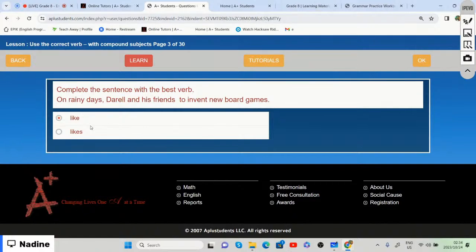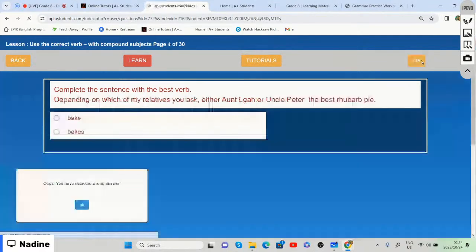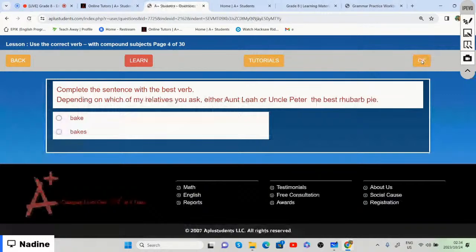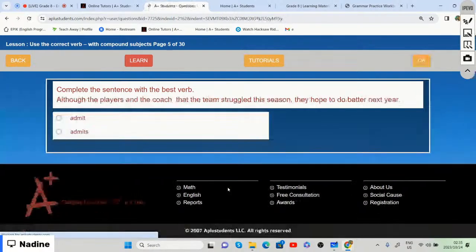So on rainy days, Daryl and his friends, they like to invent new board games. They like to invent new board games. So Daryl and his friends is plural, so we just say like, no S. And depending on which of my relatives you ask, either Aunt Leah or Uncle Peter can say bakes the best rhubarb cake. Let's see, it's either bake or bakes. So bakes is the best cake.